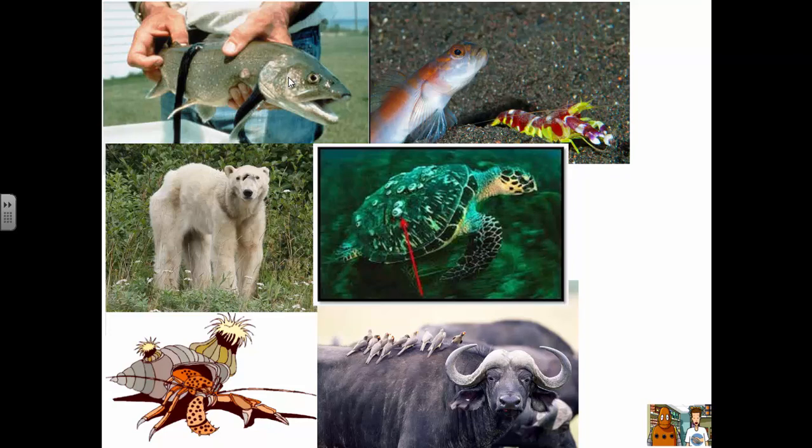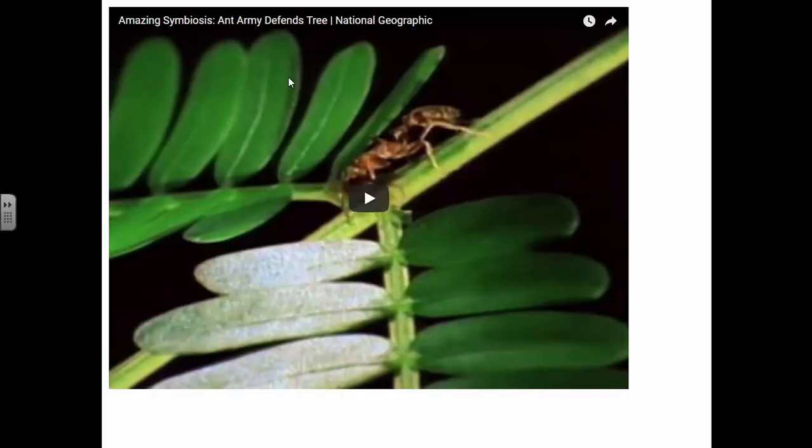You know, some of those other fish that follow along the sharks, okay, and they eat little bits of leftovers. Another example. These are acacia trees and ants, and the ants protect them from predators.